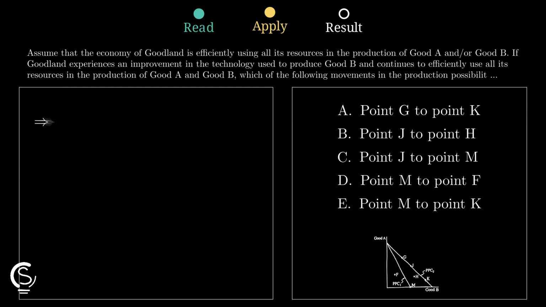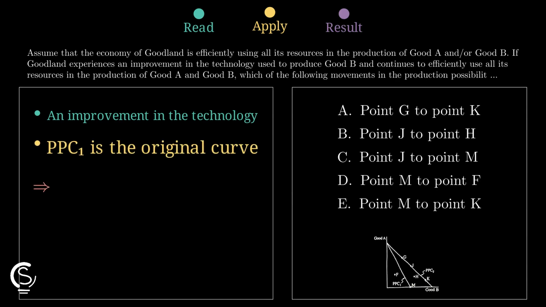Now keep the other condition tight. Good land still uses all resources efficiently, producing good A and good B, so the movement must stay on the frontier, not jump inside it. That means we need to move from one efficient point to another on the expanded curve, and the matching choice is point M to point.